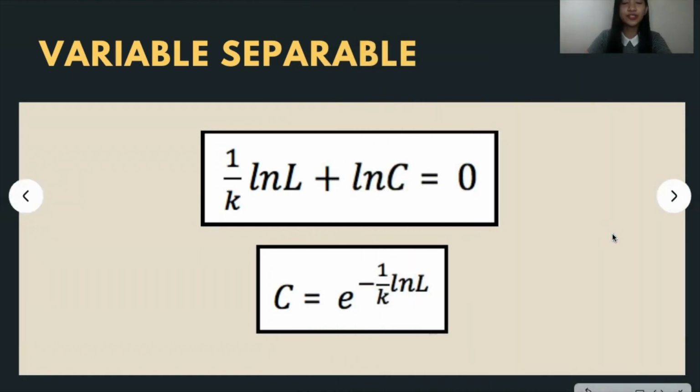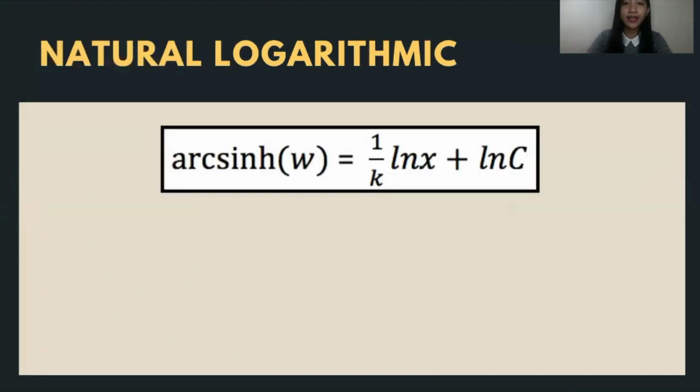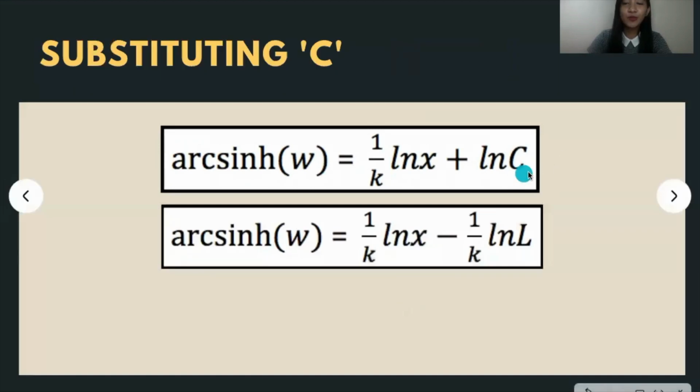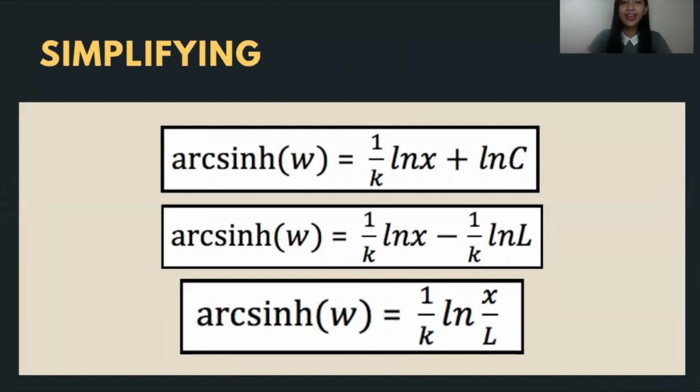And then we need to substitute x to L meters because it is the initial distance between the cop and the thief, and then we will be equating it to 0. So applying the rules in natural logarithmic equations, hence C will be equal to e raised to negative 1 over k ln L. And then going back to the equation earlier, substituting C, we would be getting this. And then simplifying, we would be getting arcsinh w be equal to 1 over k ln x over L.